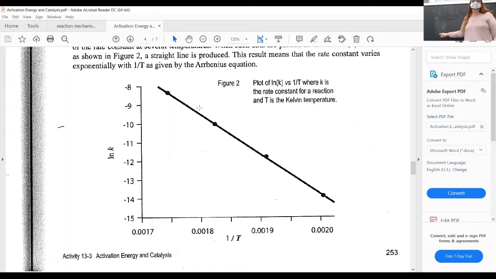But in this case, the information that we're looking for is a little bit more embedded. So we're going to have to do some problem solving. So take a second to take this negative EA over R equal to slope and try to rearrange that to get EA by itself. Remember, EA is your activation energy. How are we going to get that by itself? And using our basic algebra tools.